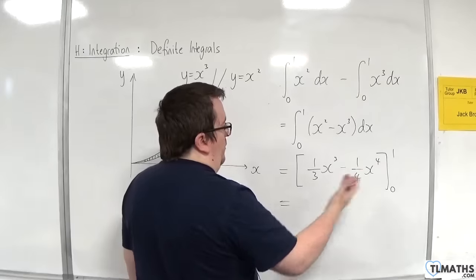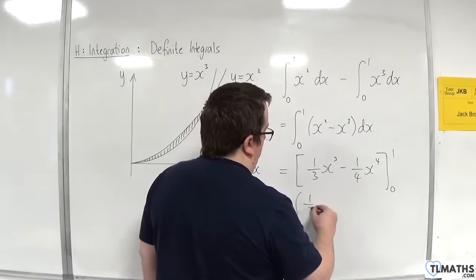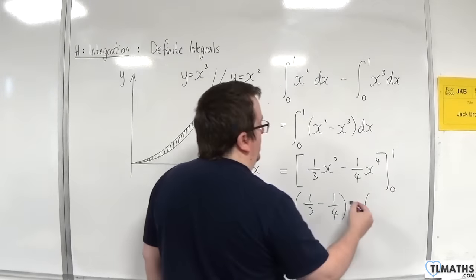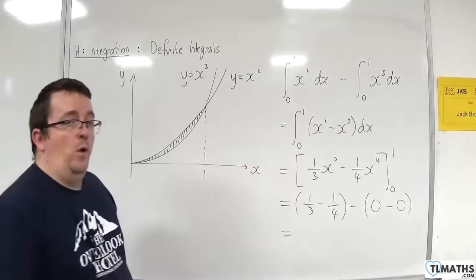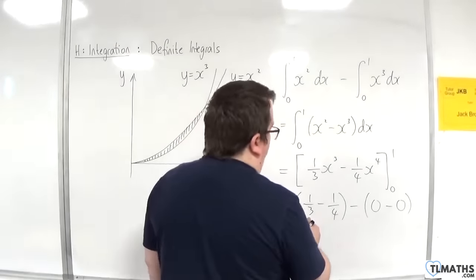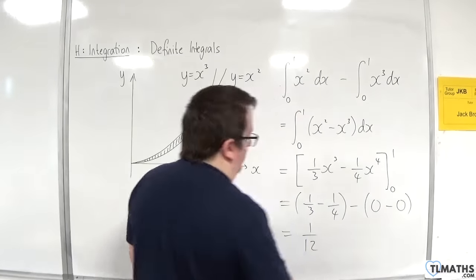So substitute in the 1, you might want to set up a bracket: 1 third, take away 1 quarter. And then take away, substituting in 0, 0 take away 0. So we get 1 third, take away 1 quarter. So that's 4 twelfths, take away 3 twelfths, so that would be 1 twelfth.